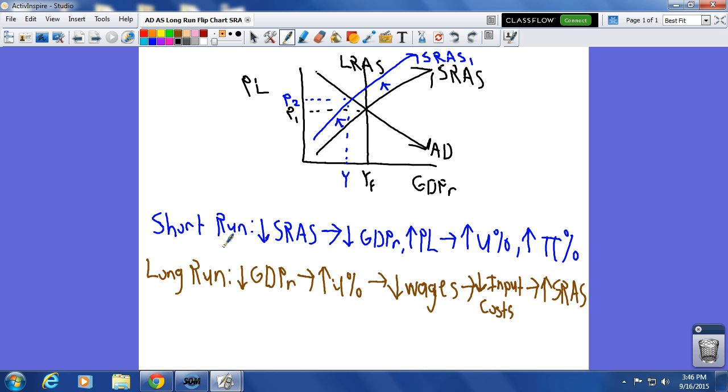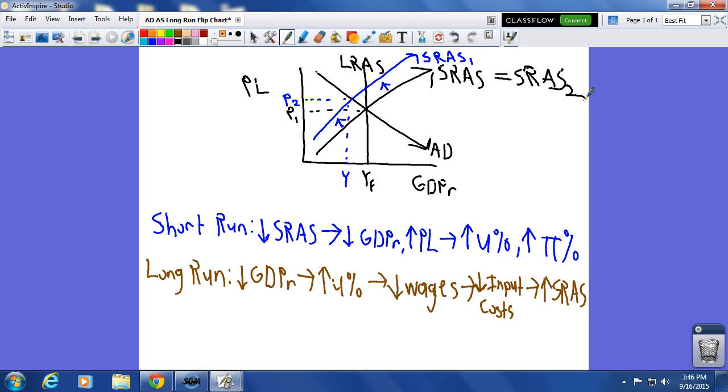So what is going to end up happening is short run aggregate supply is going to shift back to full employment output. So short run aggregate supply shifted to the left from SRAS to SRAS1, then it shifted back to full employment output. So where you have your original SRAS, you're going to have your new SRAS curve. We're going to give this a new name, and we'll call this SRAS2.